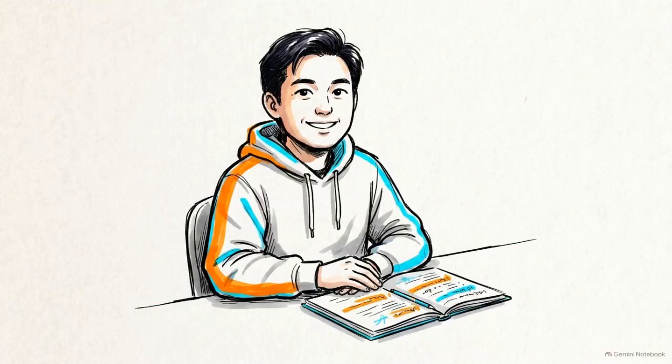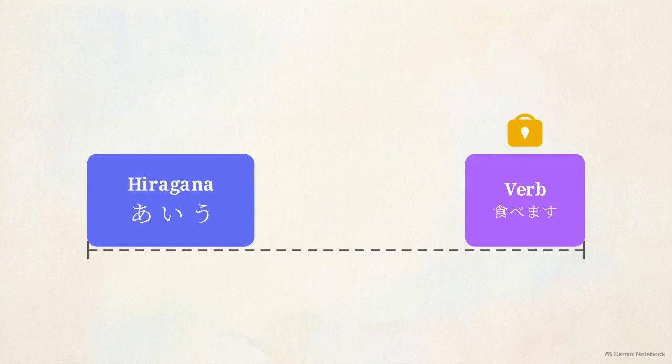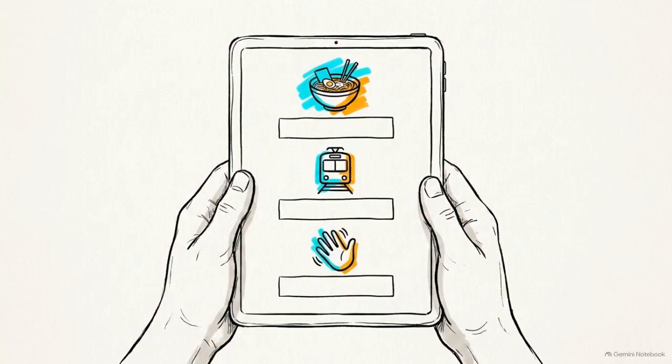You don't need any advanced vocabulary to follow along. As long as you know basic hiragana, and remember that Japanese verbs always go at the very end of the sentence, you are ready to start. Learning to ask what allows you to gather information about almost anything you encounter. Once you can ask this, you can begin identifying the objects and actions in your environment that you haven't learned yet.